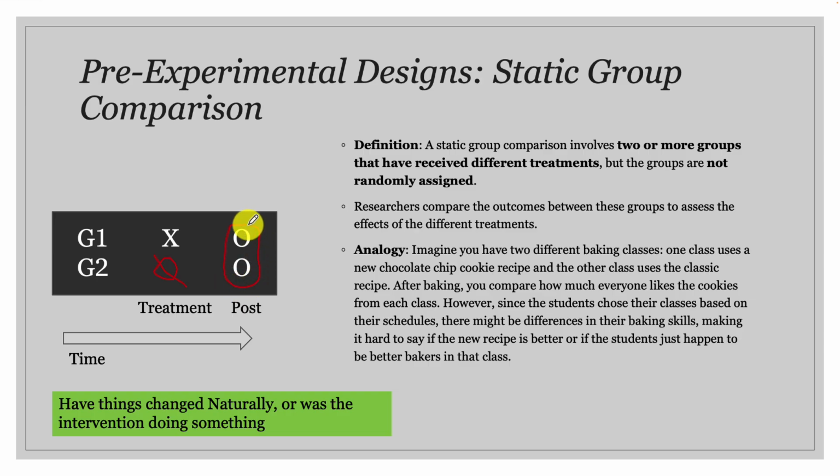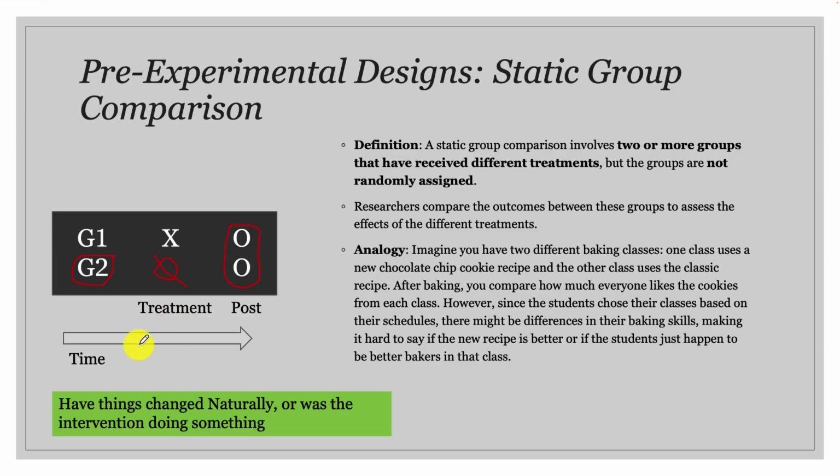So, I'm sorry, post-intervention measurements. In essence, this group is kind of acting like a control because they're not receiving treatments, but there is no baseline measurement. So I don't know what values were prior to this. And why do they do this?